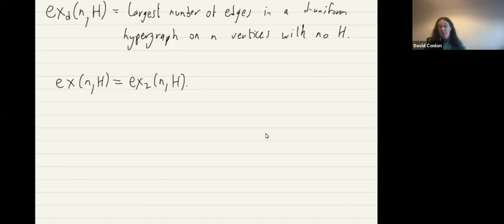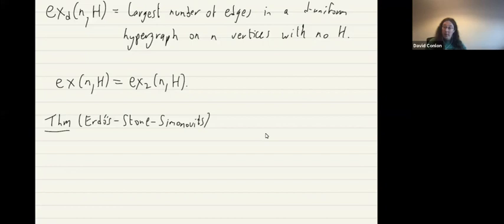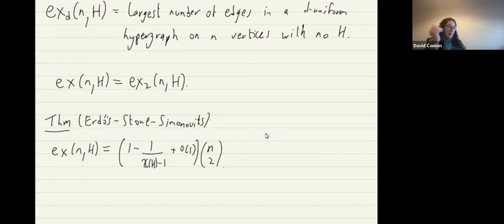So there's a classical theorem of Erdős and Stone, and then an additional observation by Erdős and Simonovits, which resulted in the following theorem. So basically, the extremal number for graphs is equal to 1 minus 1 over the chromatic number minus 1, plus some small correction term, times the total possible number of edges in a graph, which is n choose 2.